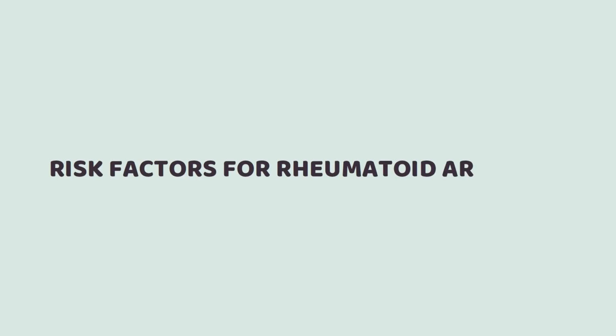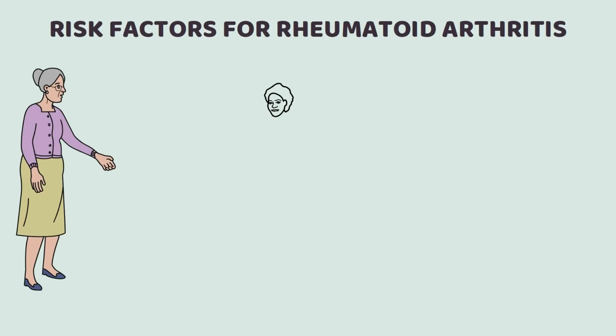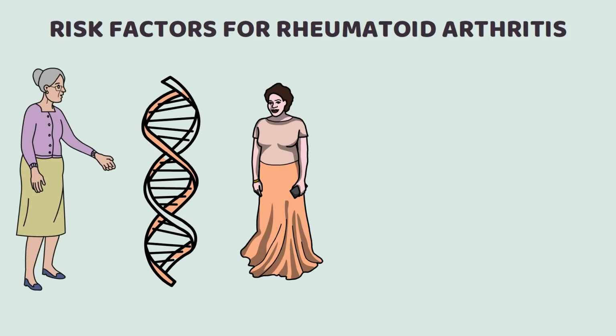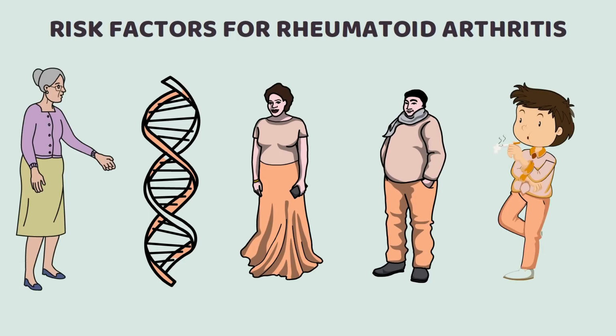Before discussing the signs and symptoms of rheumatoid arthritis, let's first take a look at some of the factors that increase the risk of rheumatoid arthritis. You have a high risk of developing rheumatoid arthritis if you are aged 60 years or above, if you are a female, because females have a higher risk of autoimmune diseases, if you have specific genetic traits for rheumatoid arthritis, or if you are suffering from obesity. You also have a higher risk of rheumatoid arthritis if you smoke tobacco or even if your parents smoked tobacco when you were children.